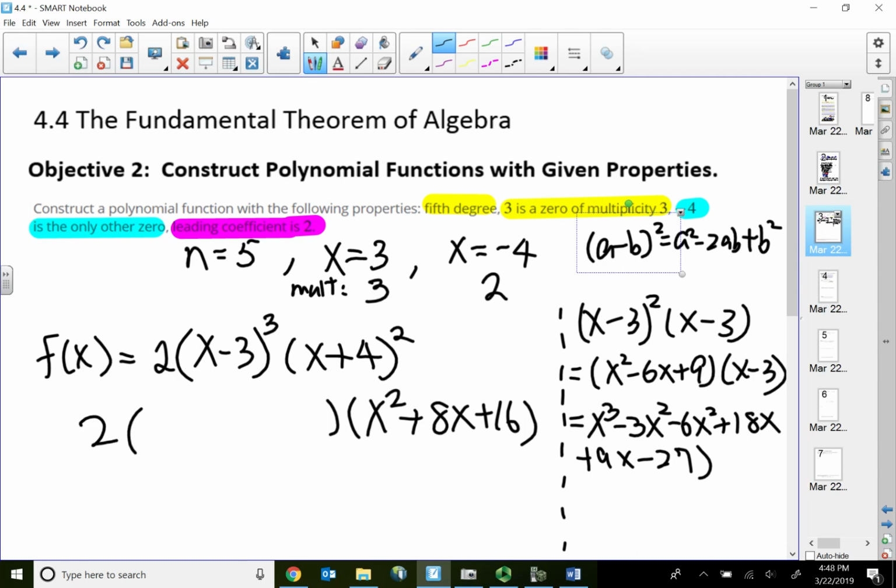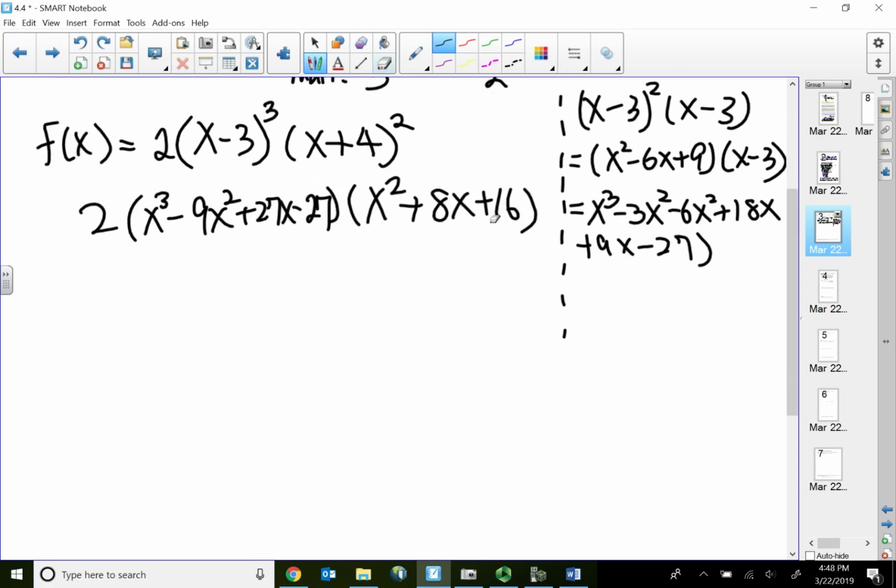2 up front. X to the third is still x to the third. Negative 3 minus 6 is negative 9x squared. 18 plus 9, I believe, is 27. And then minus 27. Now I've got these 4 terms, and I need to multiply them by these 3 terms. Grind this out. Let's multiply. Put my 2 up front.